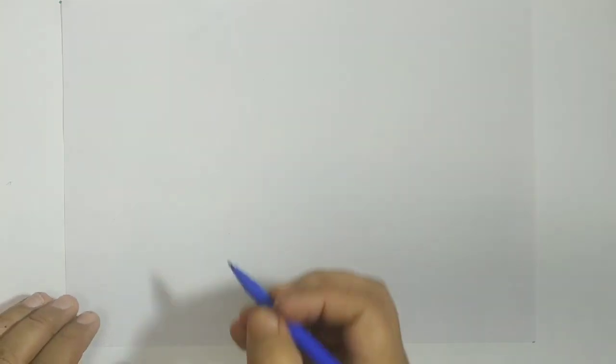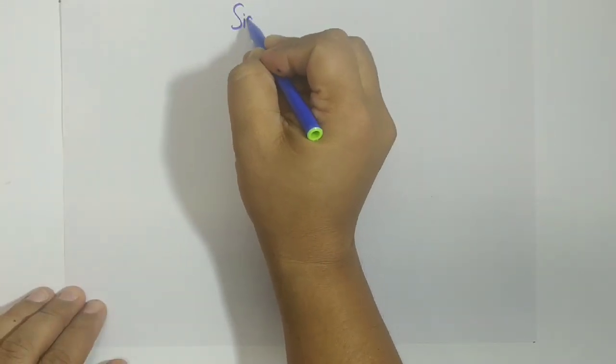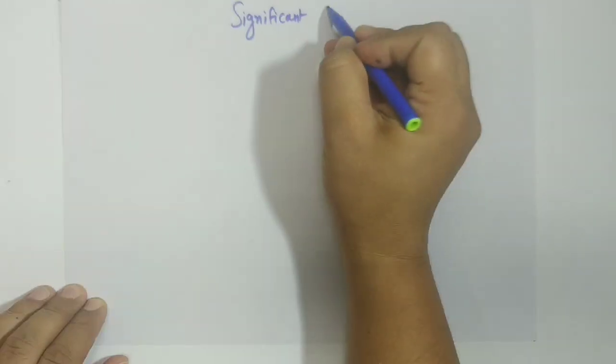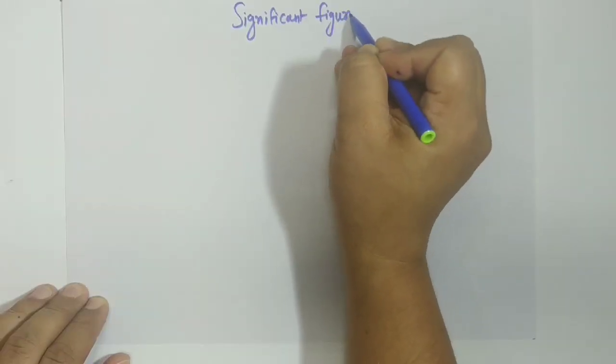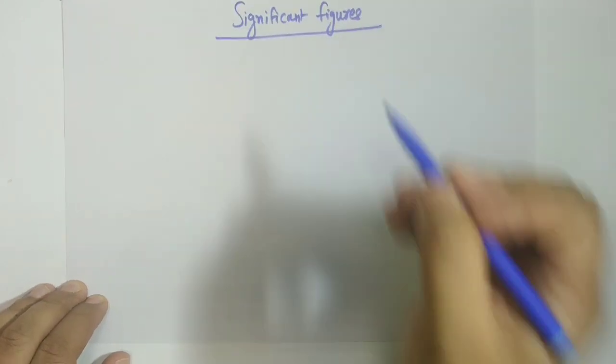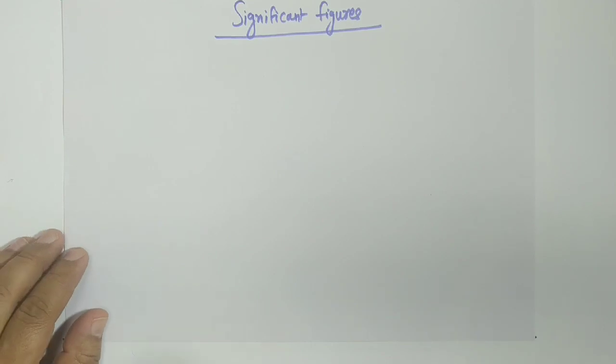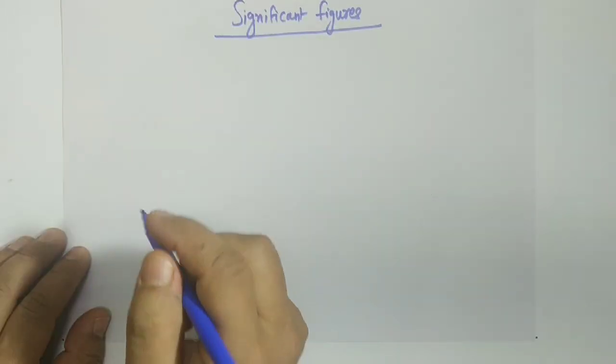Students, today we'll talk about significant figures. Already we have discussed dimensions and errors. So two important things we are going to talk about: one is significant figures and the other is parallax. Now, significant figures are very easy.